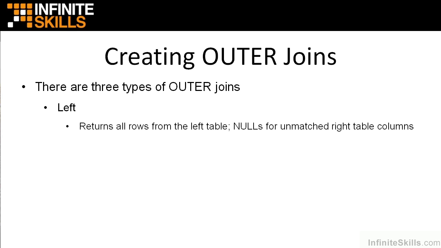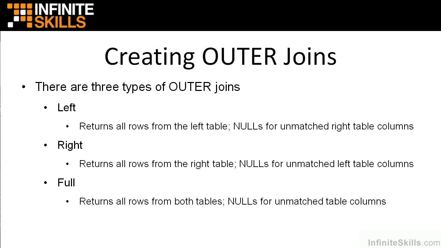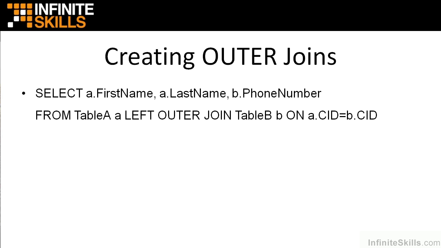So if I had, for example, a business entity ID that I was matching on, I had a business entity ID on the left table, but I didn't have one in the right table, I will show the business entity ID and whatever columns we're looking for out of the left table. Then I'll show a null for the right table, and I'll show you this a little bit later on in code. Now, a right outer join is just the opposite. Return all the rows from the right table, the table on the right side of the join keyword in our query, and give me nulls for any unmatched left table columns. And then a full is just a left and a right combined. All rows from both sides, from both tables, and nulls for any unmatched table columns.